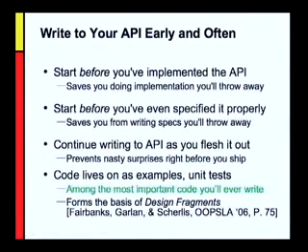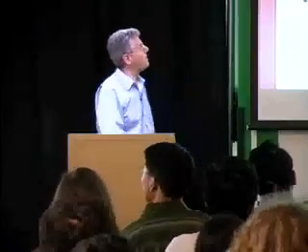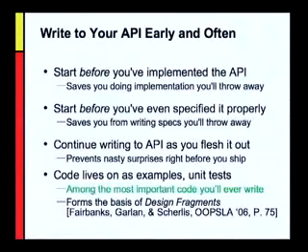And as I said, you should start before you've even specified it properly, because that saves you from having to throw away detailed specifications for broken APIs. You should continue writing to the API as you flesh it out, and this is important. Some people stop writing to the API about halfway through the process and just go on this death march to implementation. The problem with that is you get nasty surprises about a week before you ship when you try writing to it again and you find that, oh my gosh, it actually doesn't solve this important case that we thought it solved.